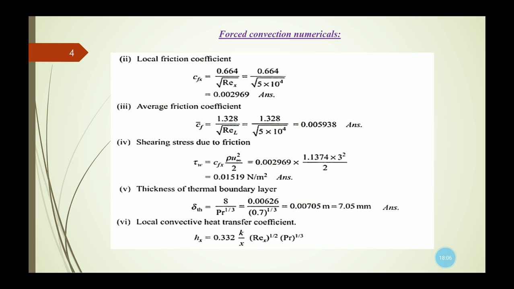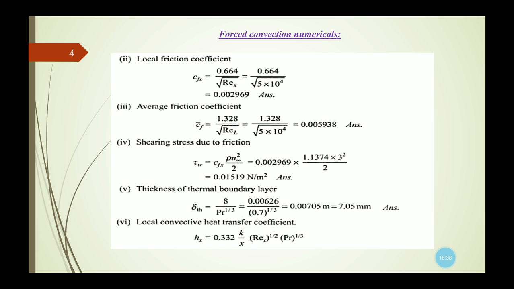So the local skin friction coefficient we are getting here is 0.002969. Next we need to calculate the average skin friction coefficient, which is also known as the drag coefficient. Now this formula of the average drag coefficient we need to select corresponding to the Blasius solution. There we have seen the average skin friction coefficient formula, which is 1.328 divided by root under Reynolds number.